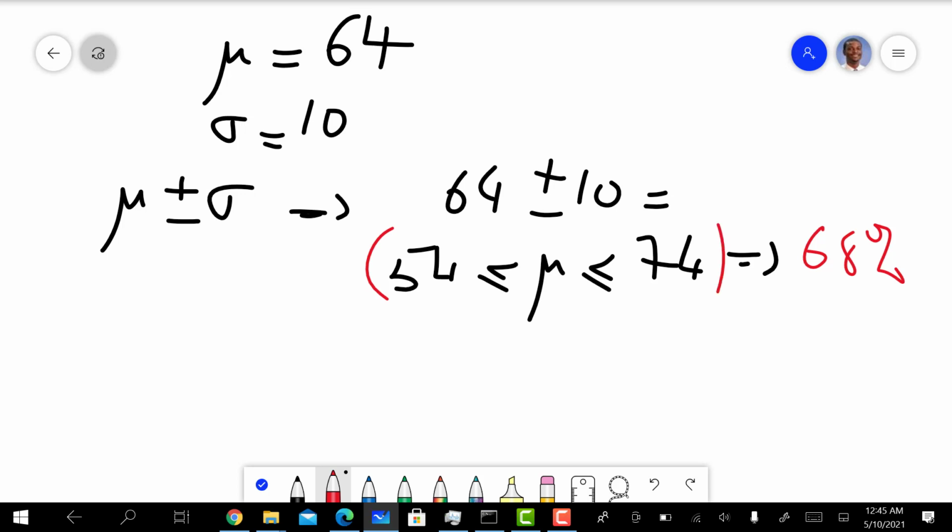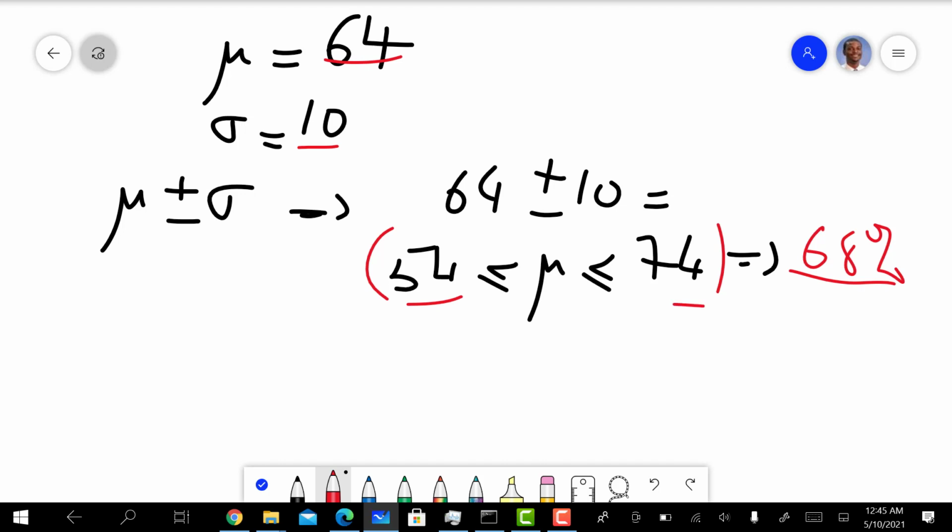without doing any calculation and without using any calculator. We can be sure that it's around that approximate percentage. Again, this is an approximation, it is not exact, but we can say that given our mean of 64 and our standard deviation of 10, we can conclude that 68% of our population ranges between 54 and 74.